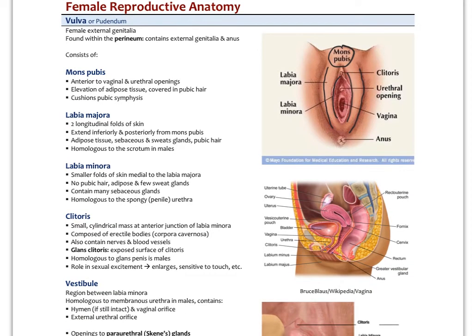And then the clitoris, which is at the anterior end of the labia minora. This is a small cylindrical mass, and it's at the junction of the two labia minora on the anterior end again. It's composed of erectile bodies made up of corpora cavernosa. Remember, in the penis, that's the same spongy vascular tissue which is responsible for penile erection, so the clitoris also is able to become erect during sexual arousal. And this also contains nerves and blood vessels. The surface of the clitoris is known as the glans clitoris, and this is homologous to the glans penis in males. So during sexual excitement, the clitoris enlarges, becomes very sensitive to touch, and so forth.